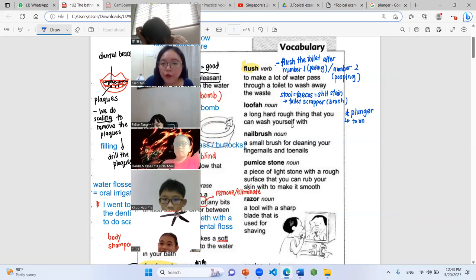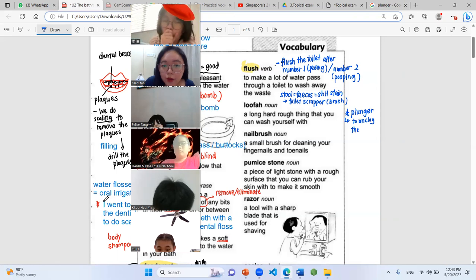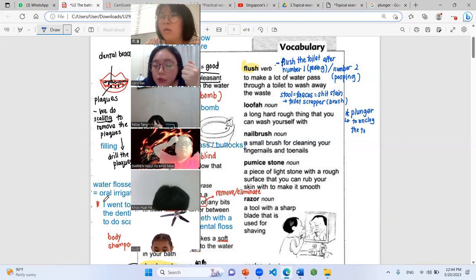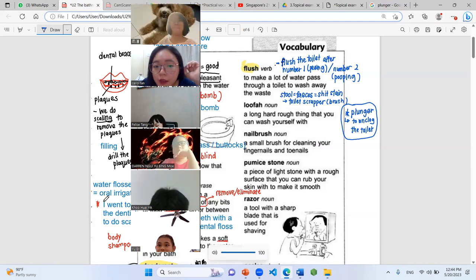I want to ask Ansley, can you remember what's the word again? What do we use the plunger for? Can you still remember what I said or what Google said? To unclog? Yeah, what is it used for? Plunger? Yeah, can you read this?